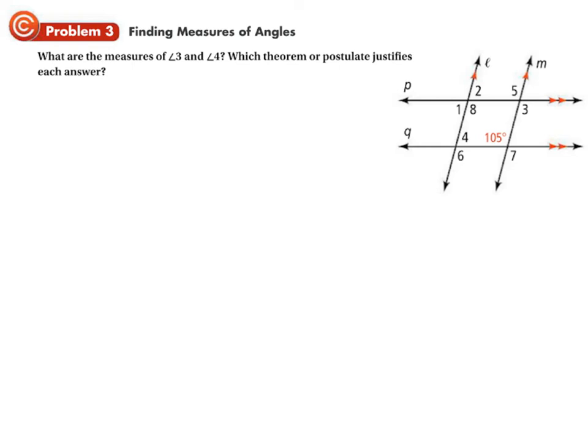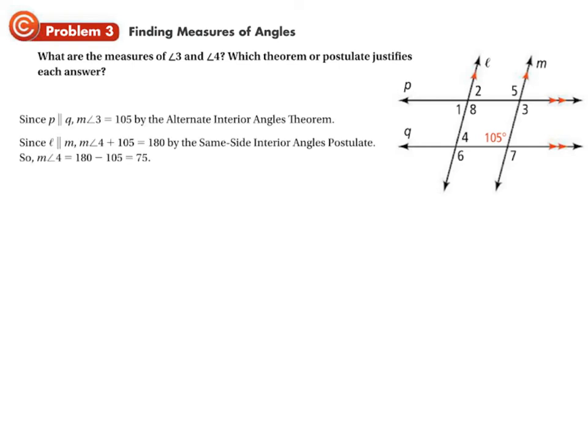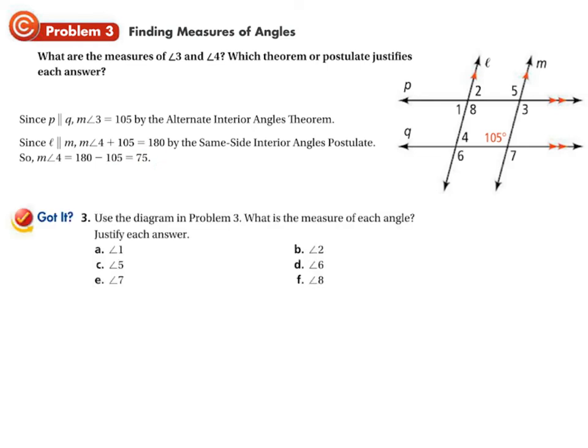because if these are the parallel lines, they are same side interior if this was the transversal. So let's see how they describe it here. Since line P is parallel to line Q, the measure of angle 3 by the alternate interior angles theorem is also going to be 105. And as I just said, since lines L and M are parallel, the measure of angle 4 plus this 105-degree angle must sum to 180, same side interior. These are the two parallel lines, so it's on the interior on the same side of transversal Q. And so we can do a little bit of math and find out that that's 75 degrees. Try this one.